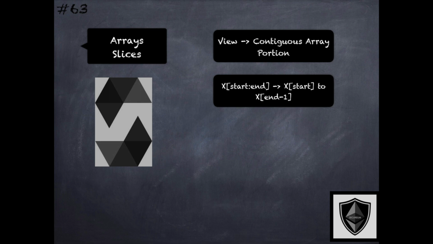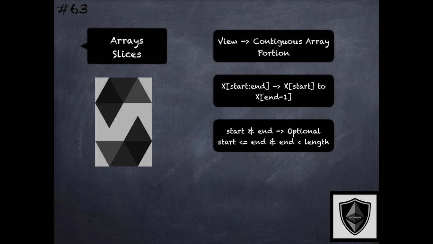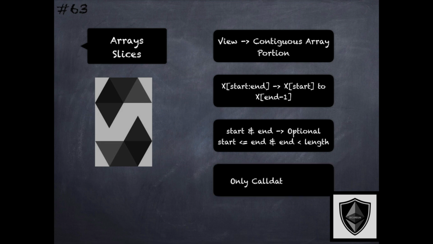So the first element of the slice is x[start] and the last element is x[end-1]. From an error checking perspective, if start is greater than end or if end is greater than the length of the array, then an exception is thrown. Both these start and end values are optional, where start defaults to 0 and end defaults to the length of the array. Array slices do not have any members that are supported, and for now, Solidity only supports array slices for calldata arrays.